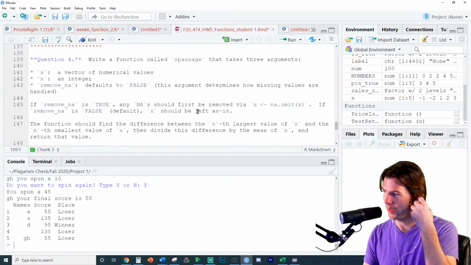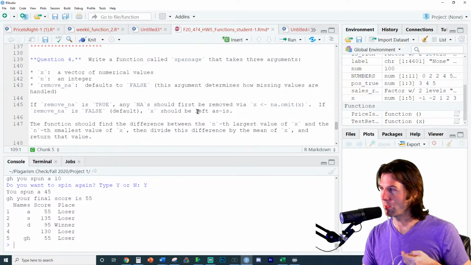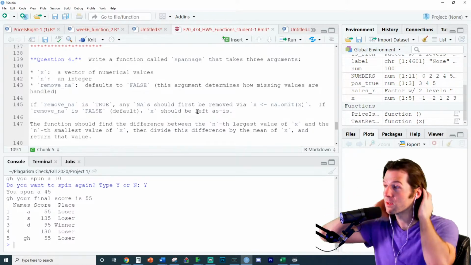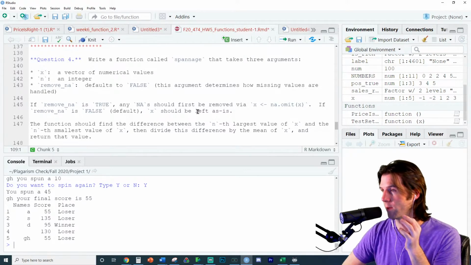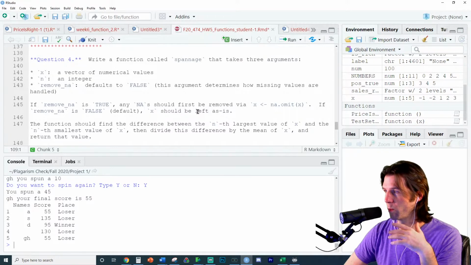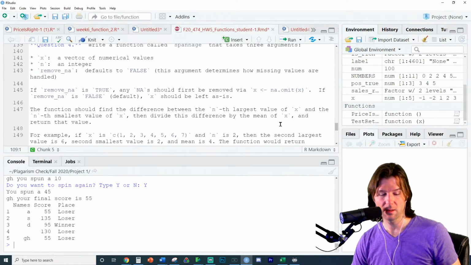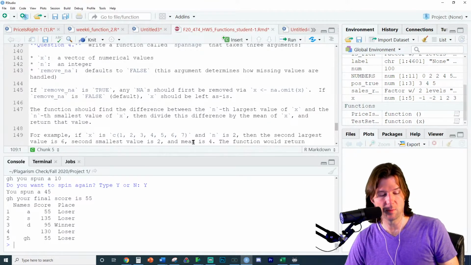Write a function called spanage that takes 3 arguments, x, n, and remove na, which defaults to false. So we've got a default right here. If remove na is true, any NAs should be removed. If it's false, they should be left as is. The function should find the difference between the nth largest value of x and the nth smallest value of x.